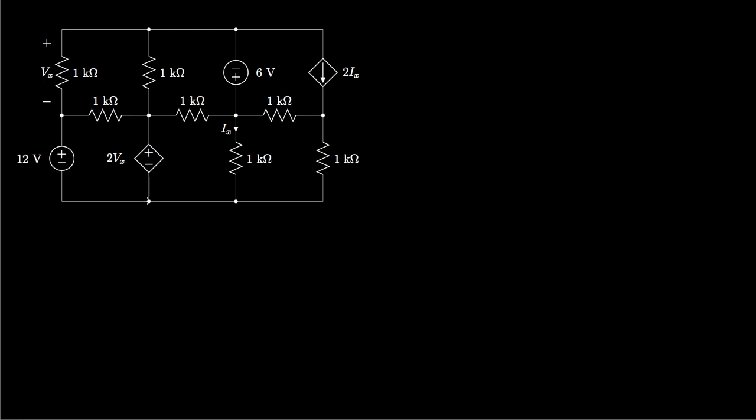Now let's begin by assigning our reference node. Let's use this bottom node. And then we'll label the other nodes. Now I'll take this node at the top and give it a voltage relative to ground of V1. I'll make this voltage relative to ground V2. This one V3. This one V4. And this one V5.